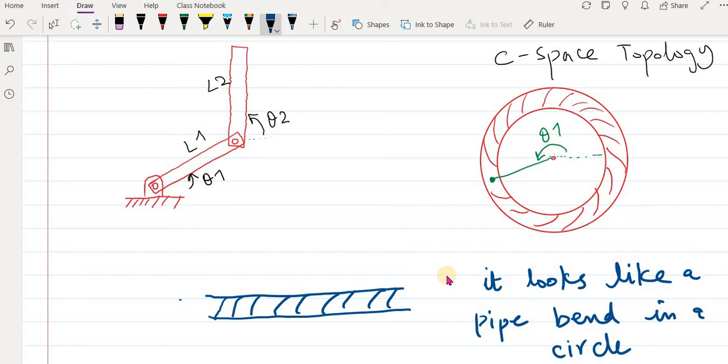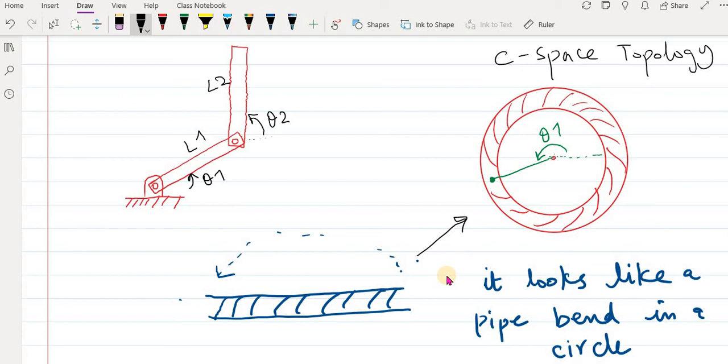And this pipe, if you bend it and connect it from this end to this end, then it will become like a torus. It will look like this here. Okay, so this is a bent pipe in the red color.